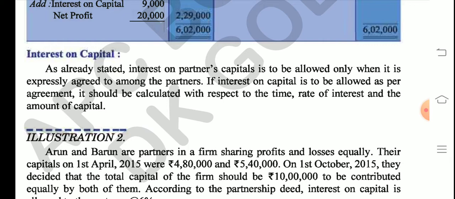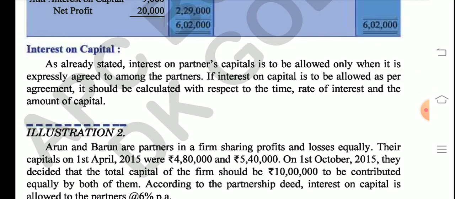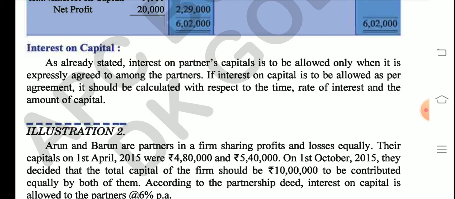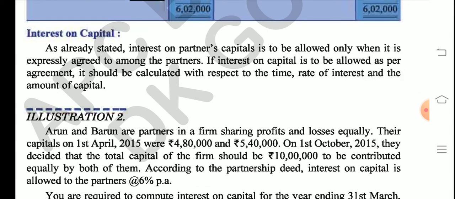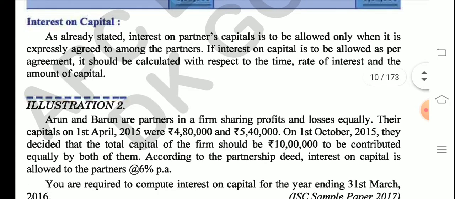So I'll just mention this to you once again. If the partnership deed is silent about interest on capital and does not mention any percentage, partners will not be paid interest on capital. And if the deed is not silent and it mentions the rate at which partners are to be given interest on capital, then it will only be allowed. This is written here. So how do we calculate interest? You must have learned in your previous, smaller classes that it is P into R into T upon 100, right? Principal into rate of interest into time upon 100.